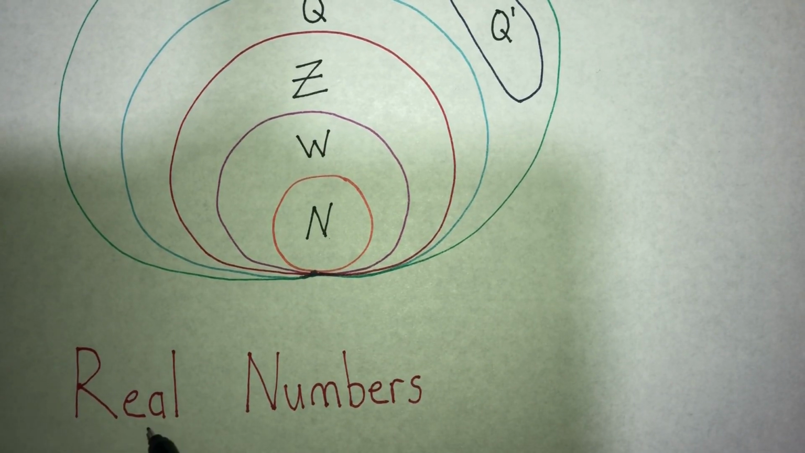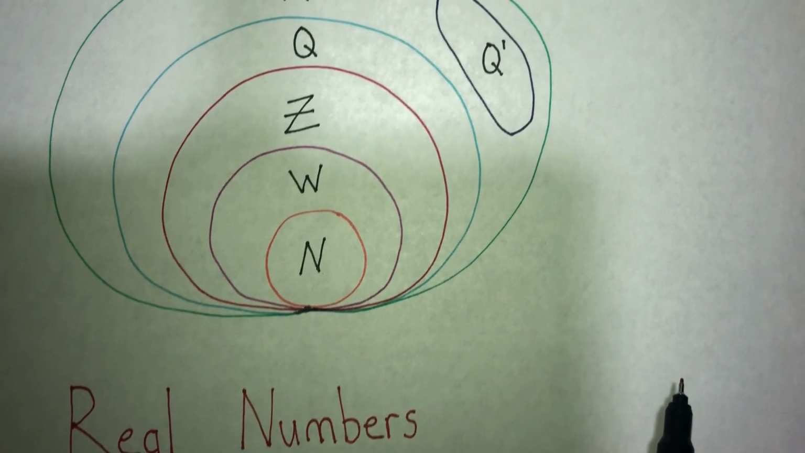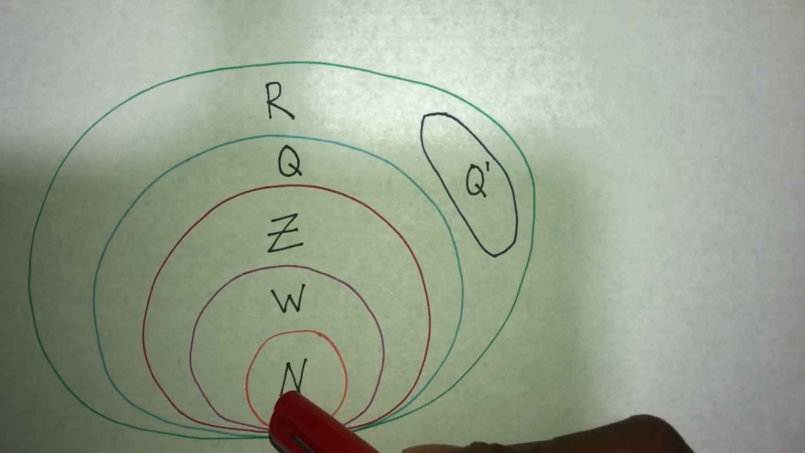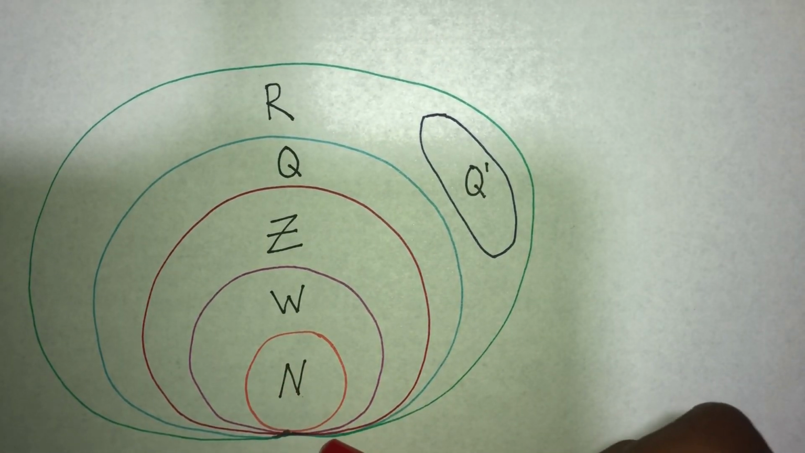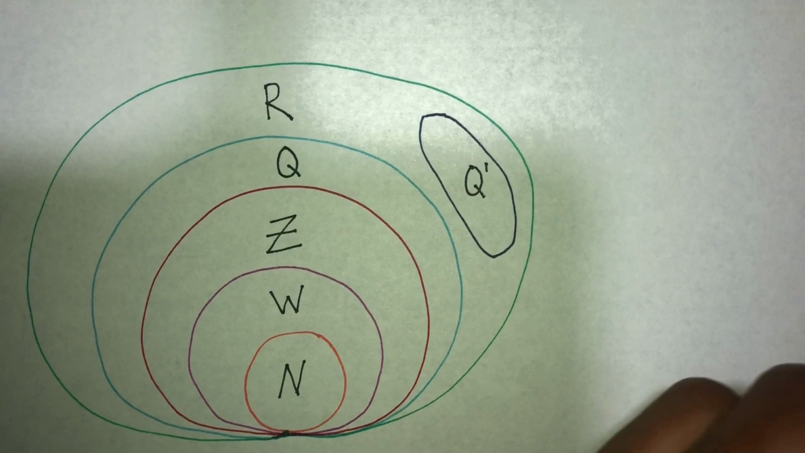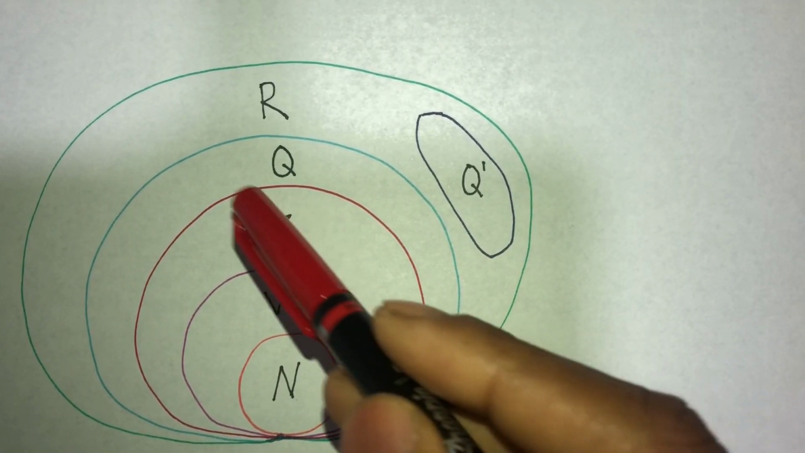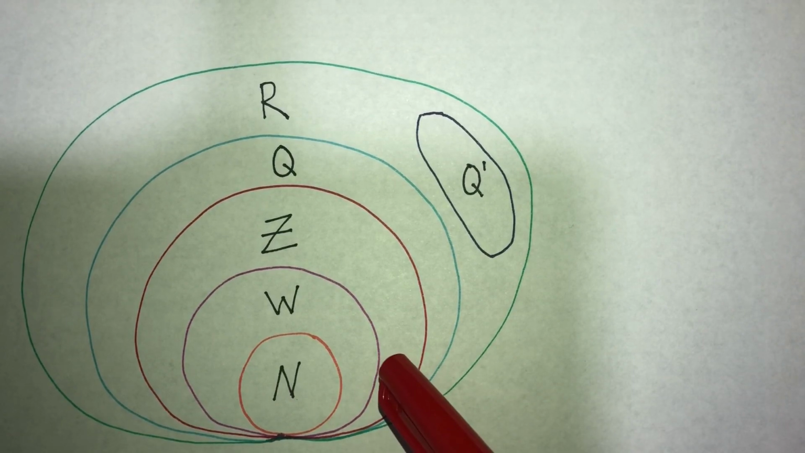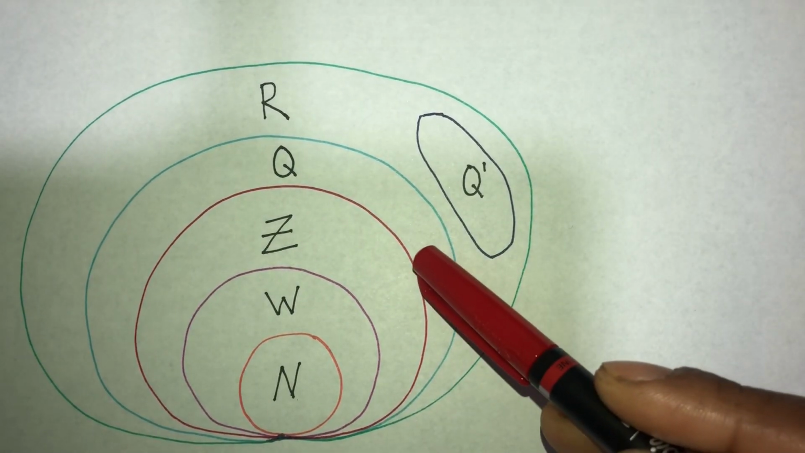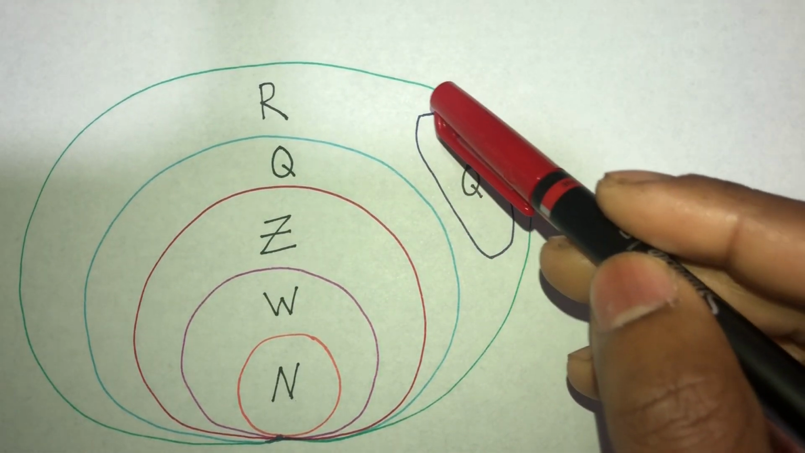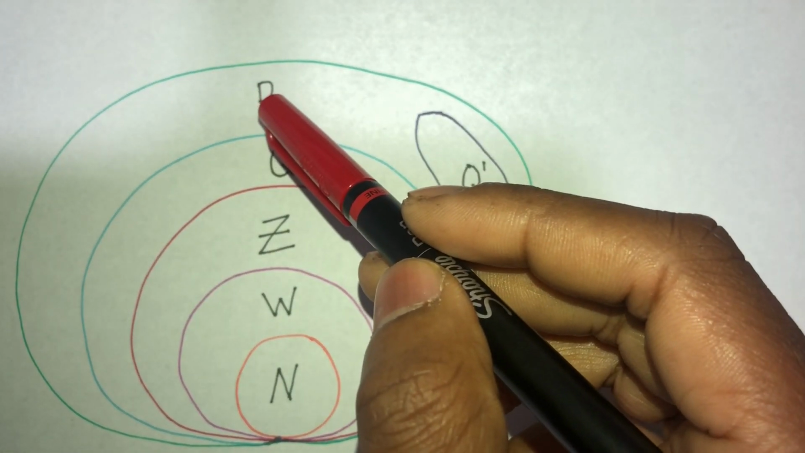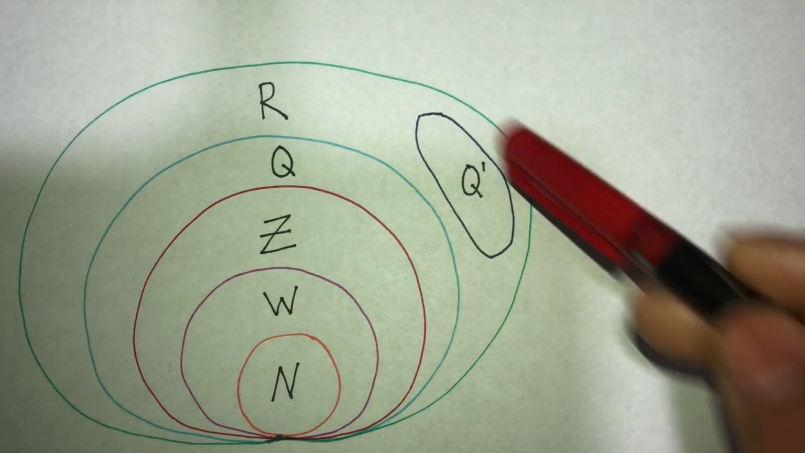Here we have a pictorial representation of real numbers. N represents the set of natural numbers. W represents the set of whole numbers. Z represents the set of integers. Q represents the set of rational numbers. Q prime represents the set of irrational numbers. And R represents the set of real numbers.